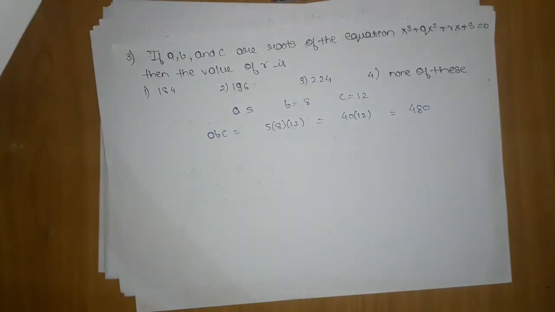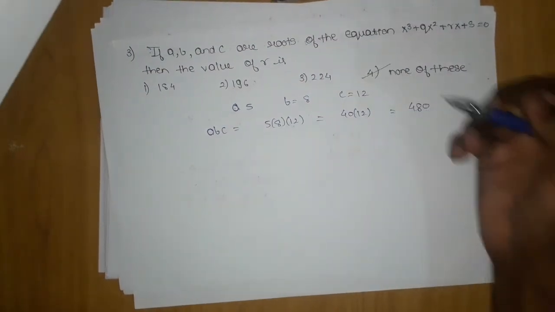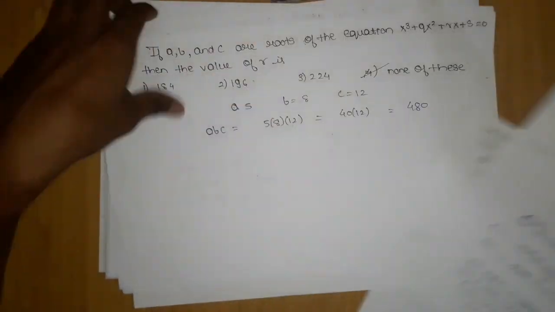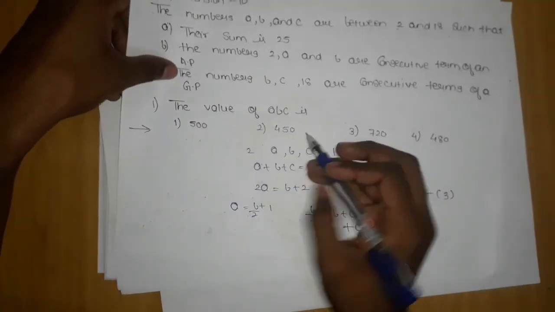We are not getting any option, so none of these. Oh, sorry, the option is correct, I took the wrong question. Yes, this is 480. The page is now moving. This was 480, my first option, which is 480, so this is my answer. Now what was the second question?